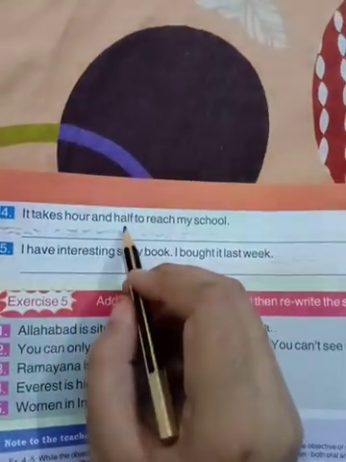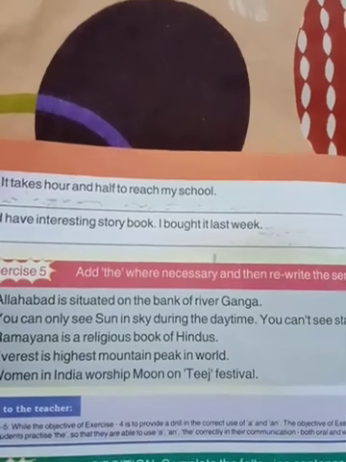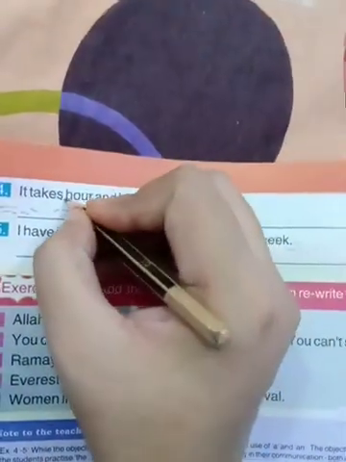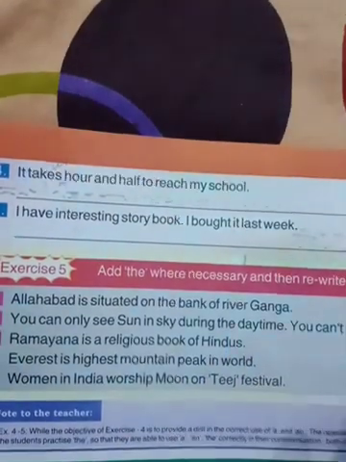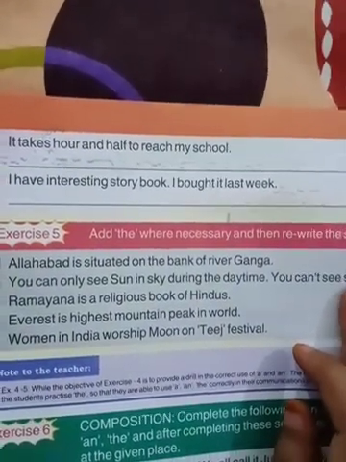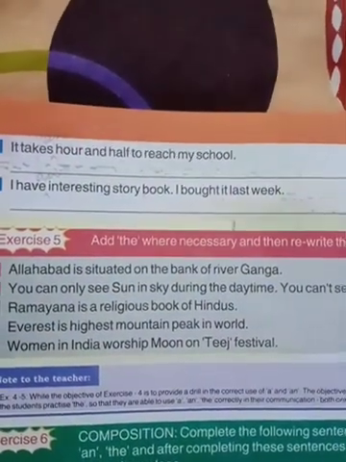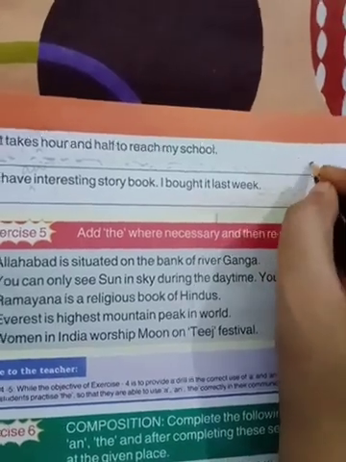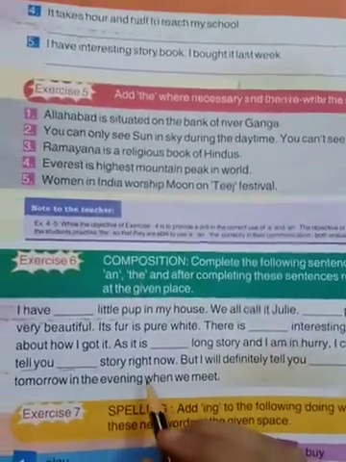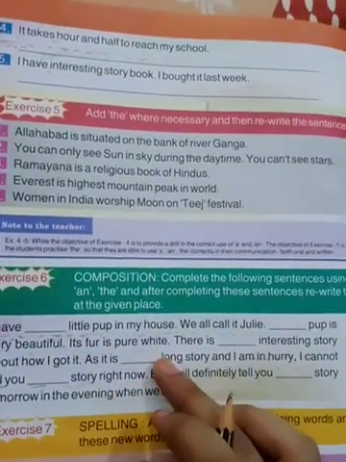It takes an hour and half to reach my school. I have an interesting storybook. I bought it last week. So do it in copy. Next exercise you will do yourself in book. Read it, do yourself.